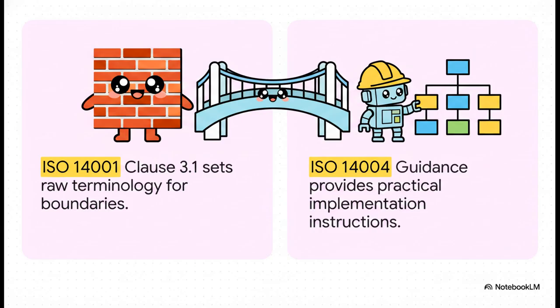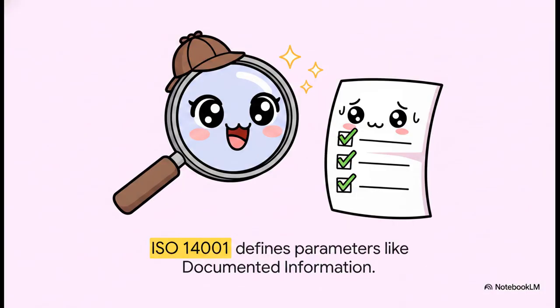So, for example, 14001 might define organization and control, but 14004 translates those abstract ideas into structured, real-world frameworks for how you actually manage outsourced activities and those complex supply chains. And then we have ISO 19011, which is, frankly, the ultimate auditor's tool. While 14001 defines parameters, like what documented information actually is, 19011 dictates the auditing principles themselves. It tells you exactly how you must go about verifying the authenticity, the completeness, and the relevance of that documented evidence when you're actually out there doing a site visit.